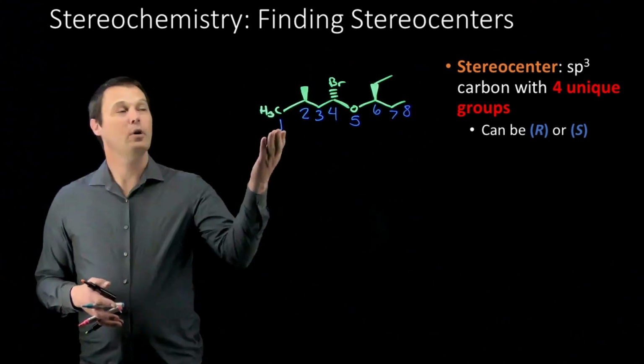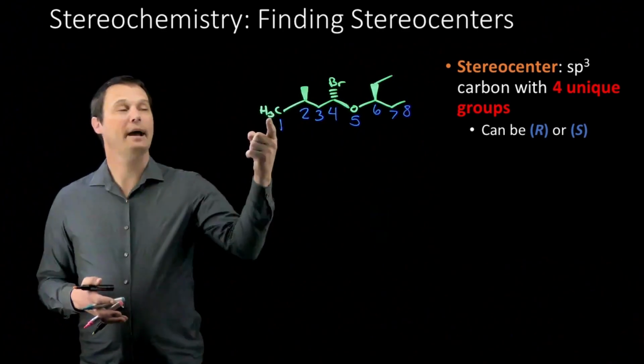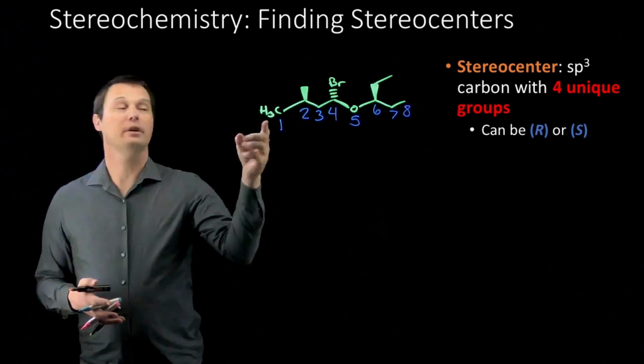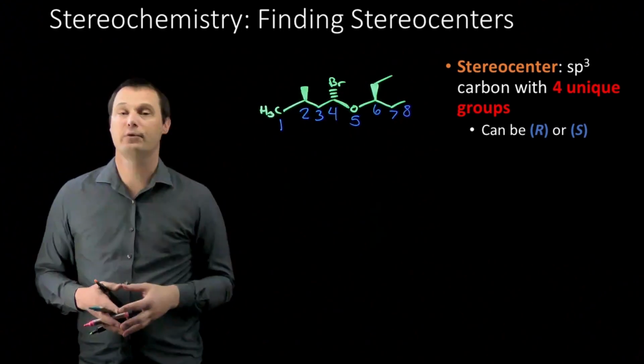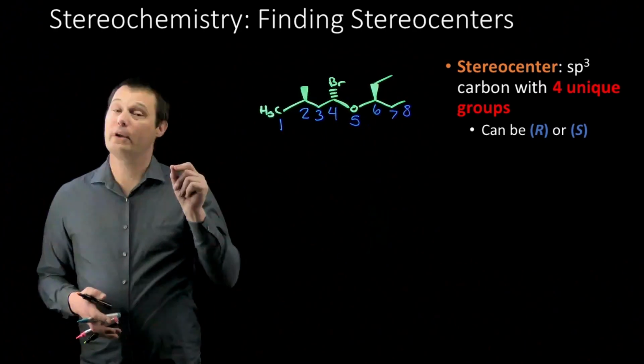If we look at carbon number 1, it is not a stereocenter. It's a carbon attached to carbon number 2 and 3 hydrogens. Those 3 hydrogens are all equivalent, they're all identical, they are not unique, so this carbon number 1 is not attached to 4 unique groups, so carbon number 1 is not a stereocenter. Carbon number 2 is also not going to be a stereocenter.